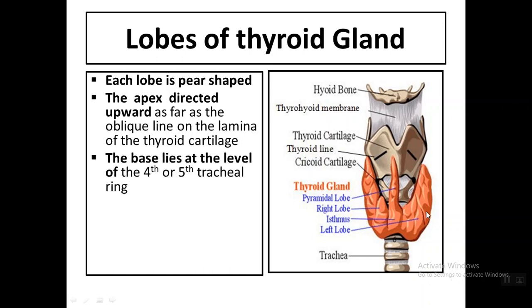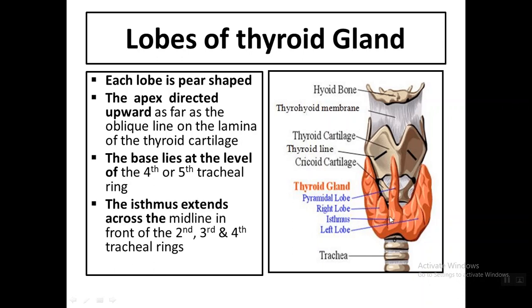The base, this is the base, lies at the level of the fourth or fifth tracheal rings. And the isthmus that connects the right and left lobes extends across the midline in front of the second, third, and fourth tracheal rings. These are the rings of the trachea. هذه هي حلقات التراكيا.